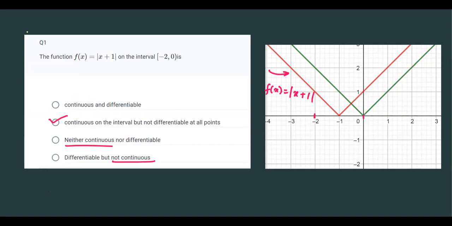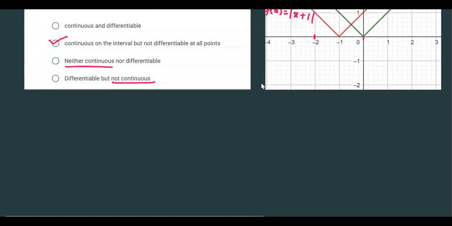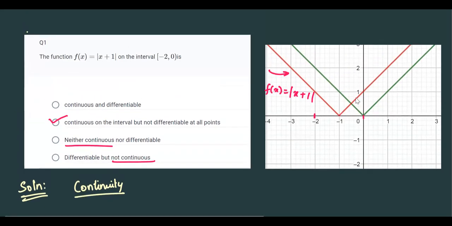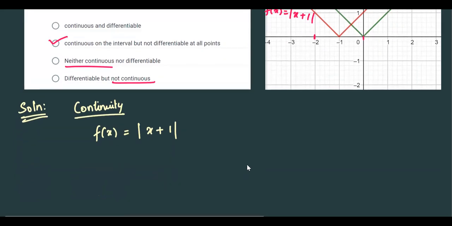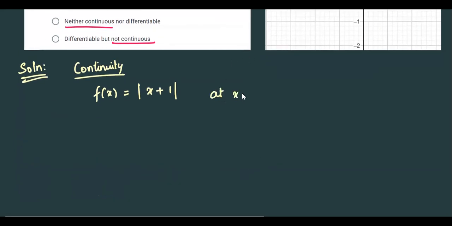I didn't do the left hand derivative or right hand derivative, just my idea of the graph. If I want to show it mathematically, I can show it with one example. If I want to check continuity, I don't have to worry about other places. I have to just worry about where this becomes 0. Now f of x is modulus of x plus 1. This becomes 0 at x equal to -1. So at this point, I need to verify.